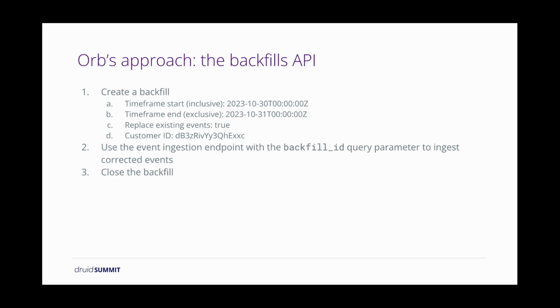Now let's talk about how you'd handle this in the Orb API. Orb's backfill API lets you declare upfront both the time range and scope of the affected events. In this case, we're saying that the events for this customer on October 30th are affected, so we'd like to replace the existing events in that scope. You can then use the regular event ingestion endpoint to send the corrected events in, so you don't need to completely change your event reporting logic in order to perform a backfill. All you need to do is add a backfill ID as a query parameter to your request.